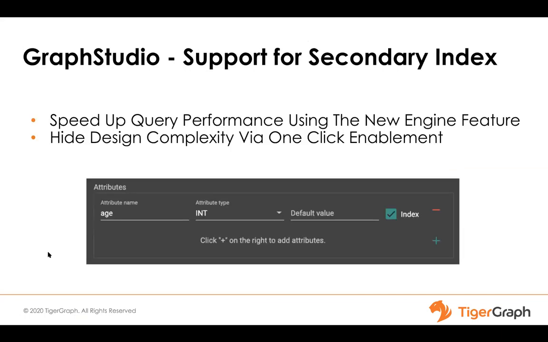Here, GraphStudio 3.0 also supports secondary index. This is in sync with the TigerGraph 3.0 engine feature, so this time the engine and GraphStudio are in sync. It is really easy to enable from GraphStudio: you only need to check the index for the particular attributes you want to use. It is complex in the back end, but in GraphStudio you can hide this design complexity with one click.